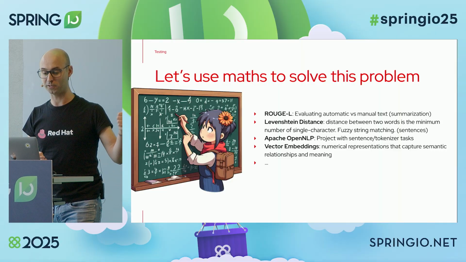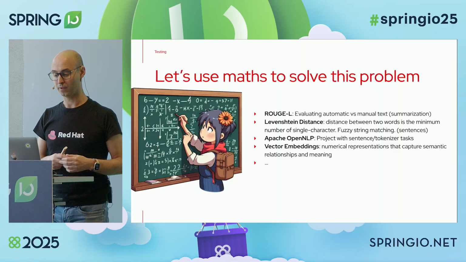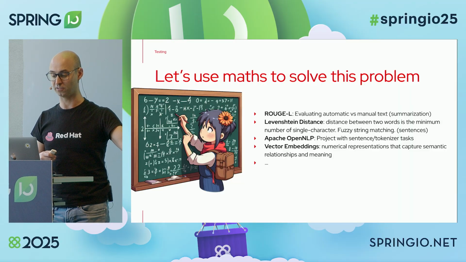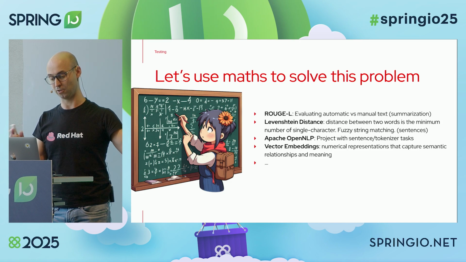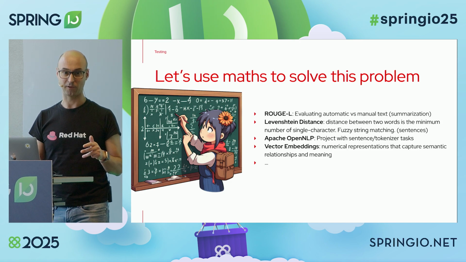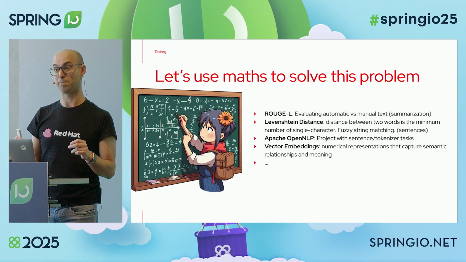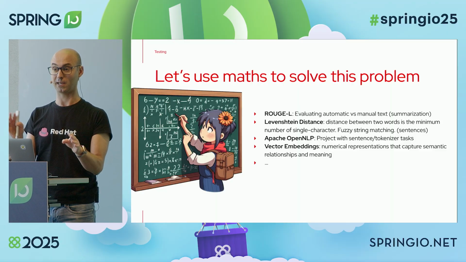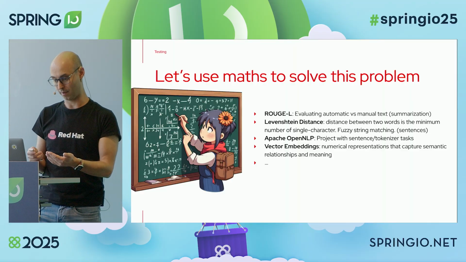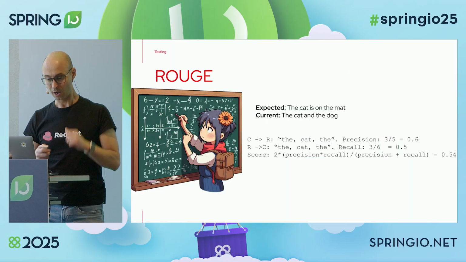The first one is the ROUGE-L algorithm, which you'll see in a moment. The second is Levenshtein distance. You can also use projects like Apache OpenNLP. And the fourth one is vector embeddings. I would say that it's the best one. If you don't know exactly what to use, then use vector embeddings. That's the one that works best.